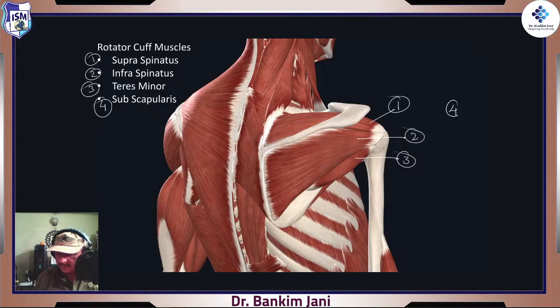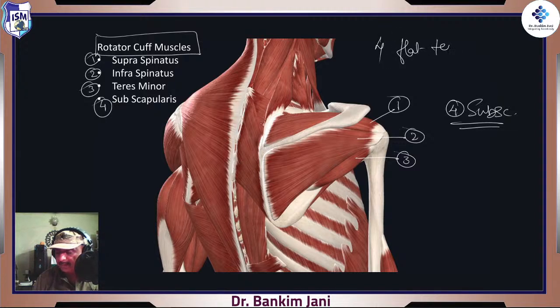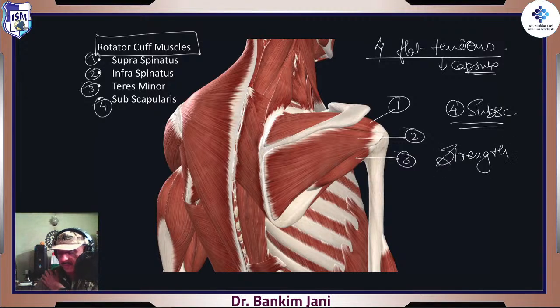Collectively, these 4 muscles, including the 4th one, subscapularis, are called the rotator cuff muscles, right? They form 4 flat tendons, and these tendons are very powerful. Ideally, they blend with the capsule, and thus it makes a very tough capsule. That's the reason it gives tremendous strength. That's why your shoulder is very powerful.